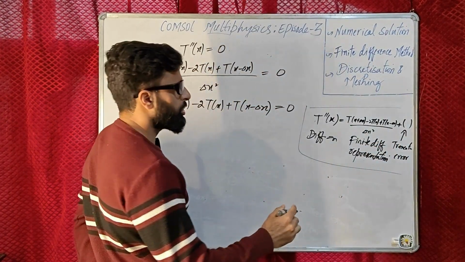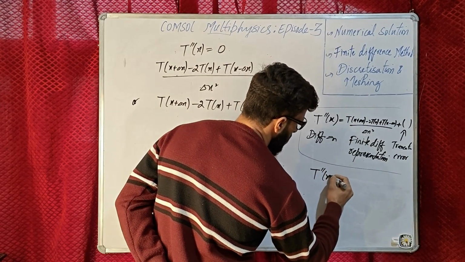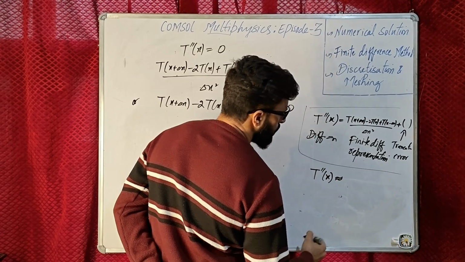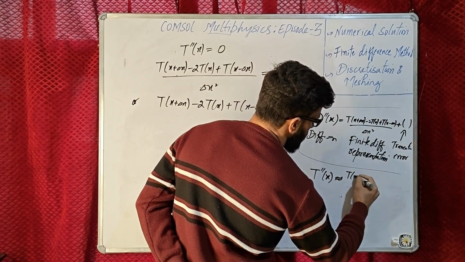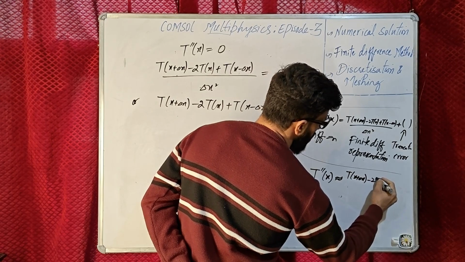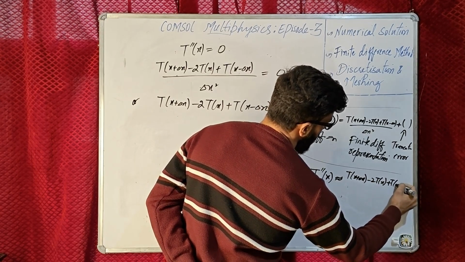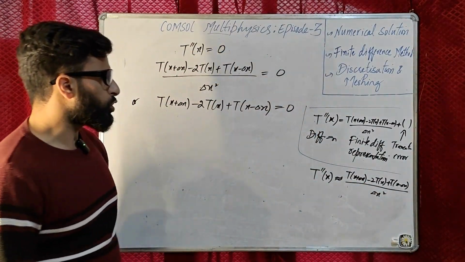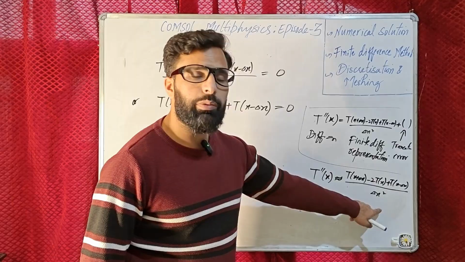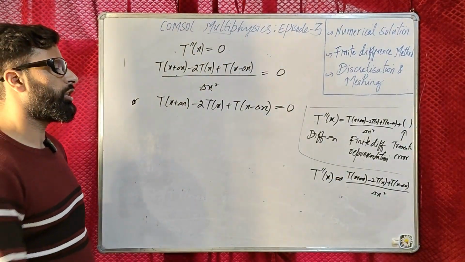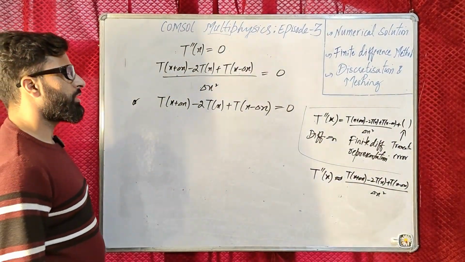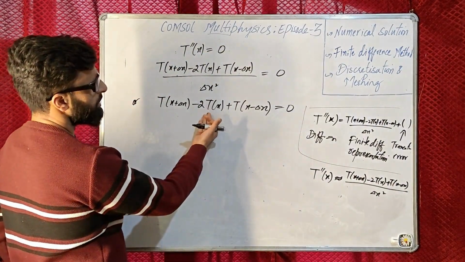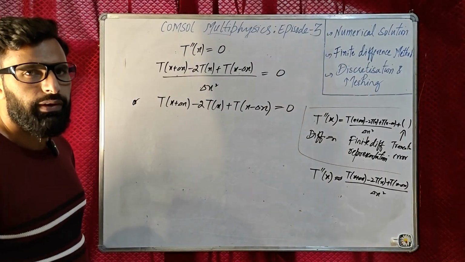But if we ignore the truncation error, our differential equation will have the approximate value, not the exact value, which is given by T of x plus delta x minus twice T of x plus T of x minus delta x, divided by delta x square. Whatever value we get will be the approximate value of the second order differential equation if we ignore the truncation error. So the finite difference representation is this, and this will give us the approximate value.